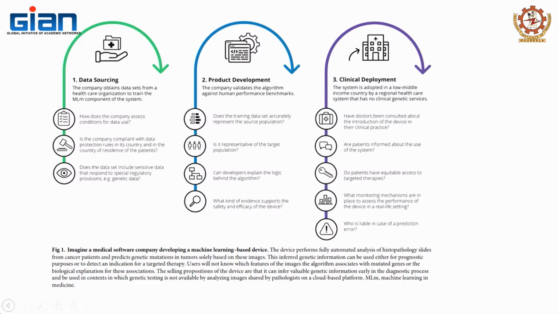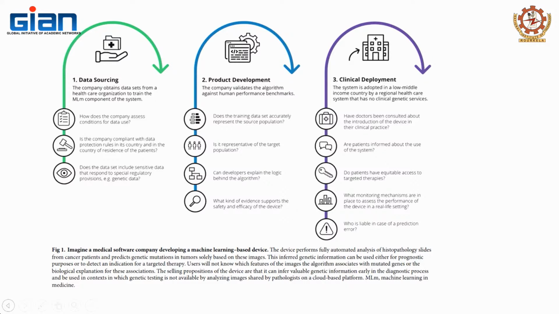Now, while developing this, we need to ask whether the training data accurately represents the source population, and we have discussed this multiple times. We'll probably touch upon this a few times again in the next few slides. Is it representative of the target population? Does it cover all the possible variability as much as possible?